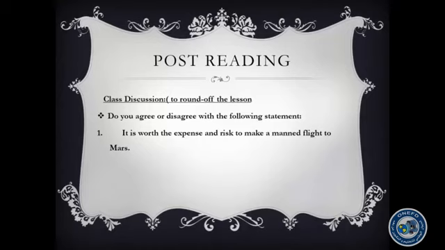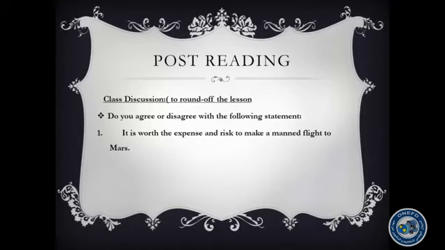It is worth the expense and risk to make a manned flight to Mars. So you have here a statement. What you're going to do with this statement is either agree or disagree with it. Do you agree that it's worth the expense and risk to make a manned flight to Mars, or do you not? Okay? Or do you not? And you can support your opinions using arguments or ideas.